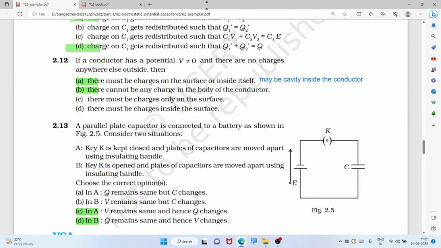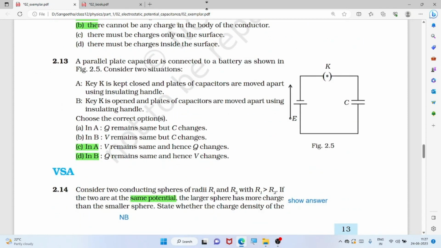If a conductor has a potential which is not equal to 0 and there are no charges anywhere else outside, then there must be charges on the surface or inside. There may be a cavity, and inside that cavity a charge may be there. There cannot be any charge in the body of the conductor.